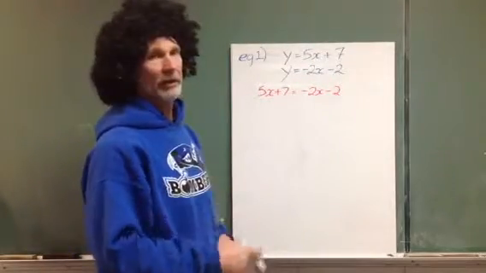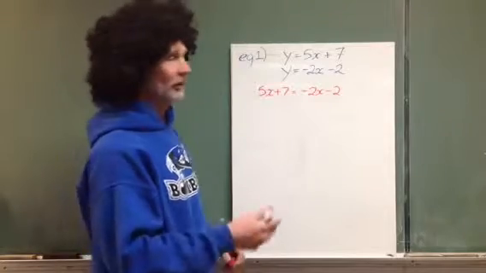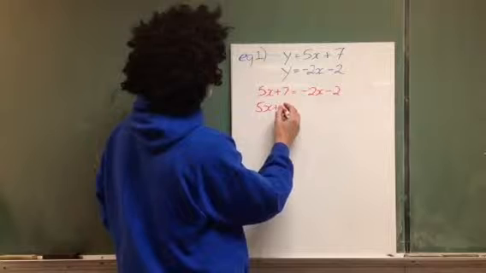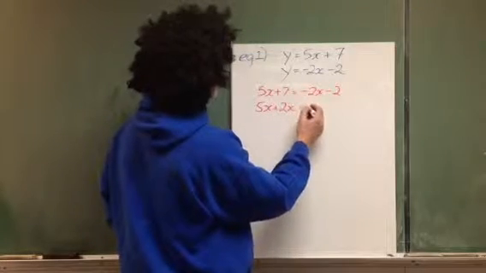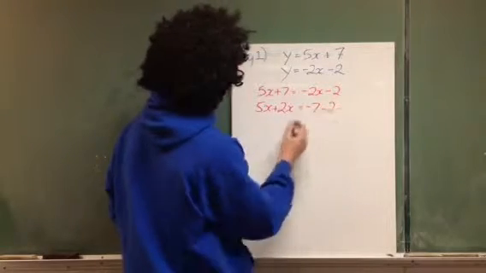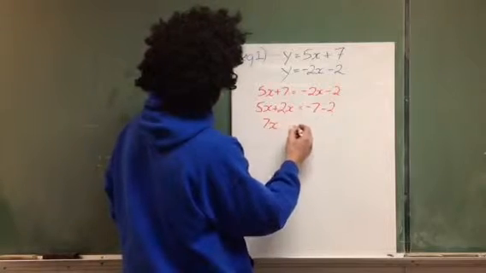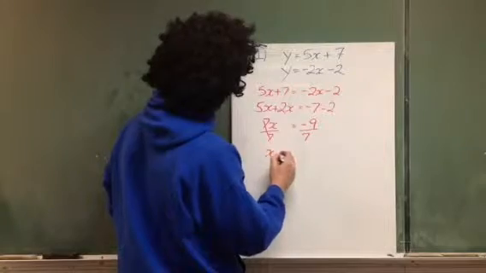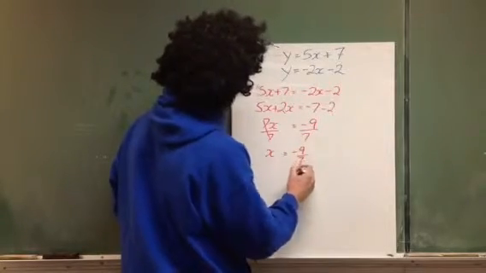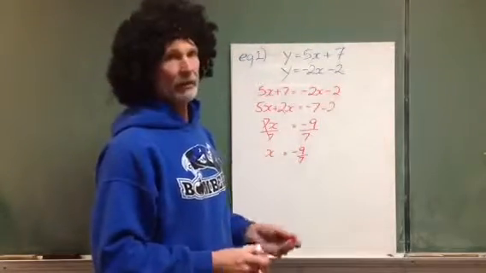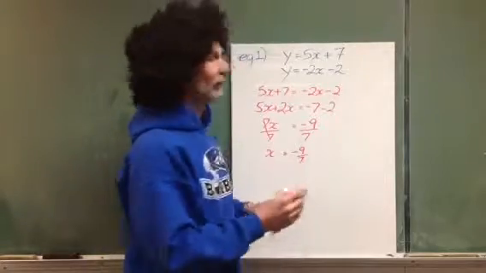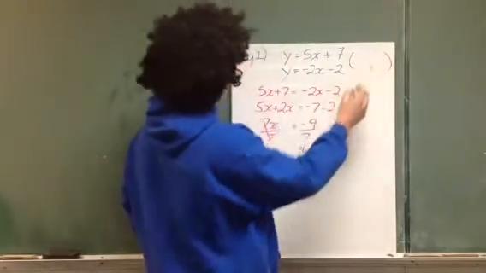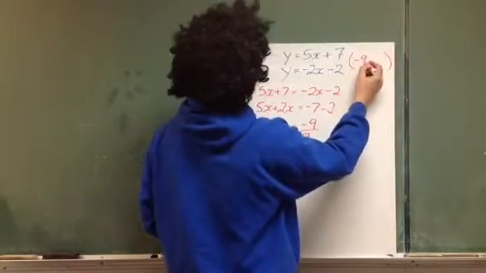So now I'm going to shift my variable terms to one side, my numerical terms to the other, and solve it. So I have 5 x's, bring that over as plus 2 x's, bring that over as minus 7 and minus 2. That's 7 x's equals negative 9. X equals negative 9 sevenths, or negative 1 and 2 sevenths. So that's the value of x. So my solution is going to be an ordered pair, a value for x and a value for y. My x is negative 9 sevenths.